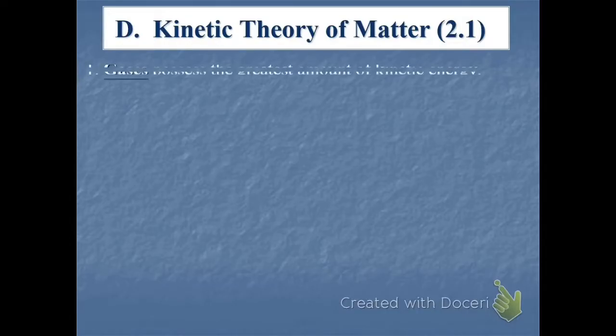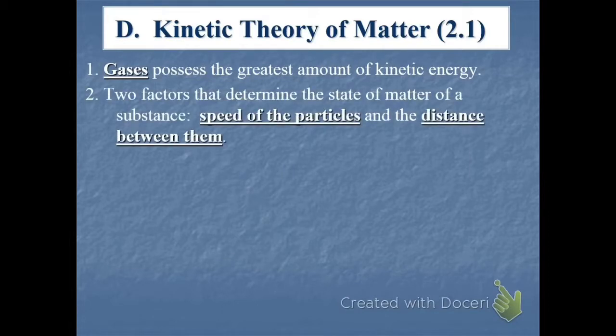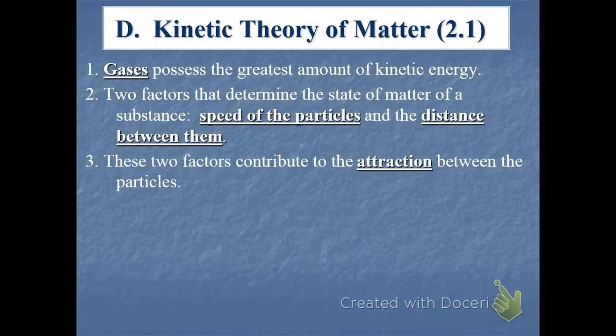Now I want to talk about the kinetic theory of matter, the idea that all matter is made of tiny little particles. Gases are the particles that have the greatest amount of kinetic energy compared to the other two. Now, what makes a gas is how fast the particles are moving and the distance between them. These factors contribute to how much attraction there is between the particles.